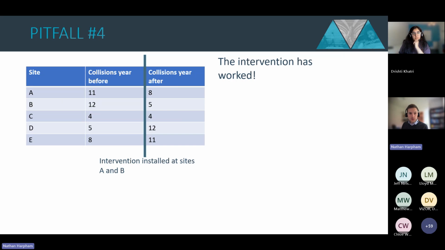And then I measure the collisions the year after, and I see this pattern. And importantly, looking at sites A and B, we see 8 at site A, 5 at site B. There's a reduction there in both of those, a pretty decent reduction actually for site B. So my conclusion is that my interventions worked. What's wrong with what I've just done there? What do people think?